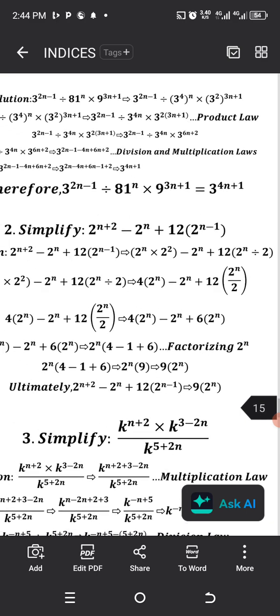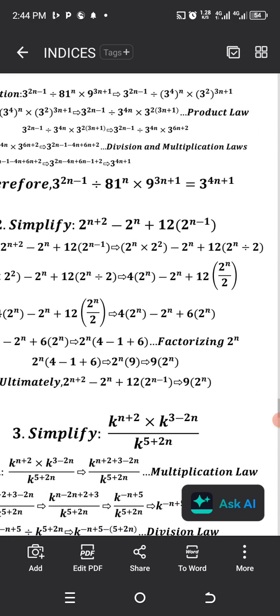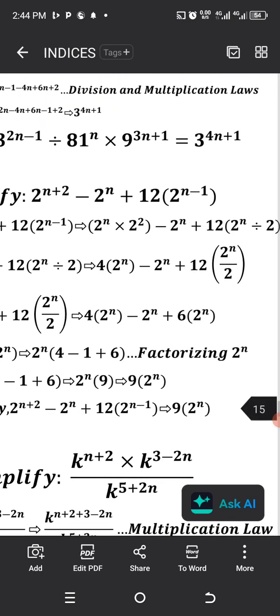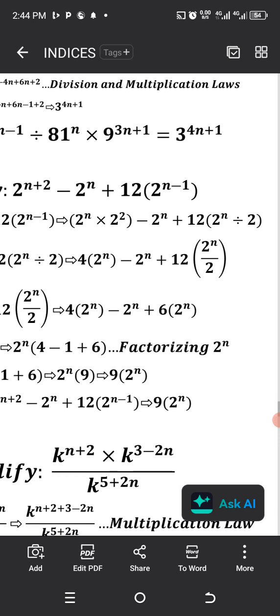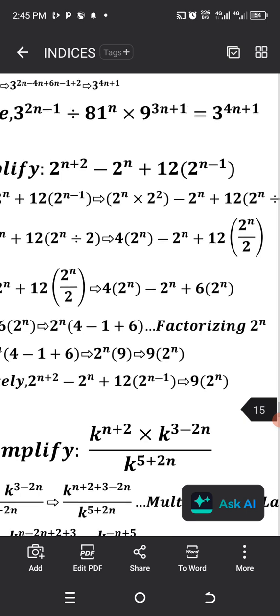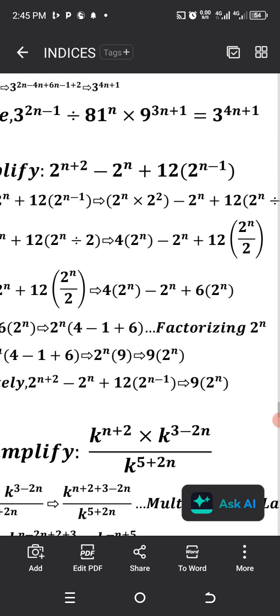It's also the same thing. In the next line, we see that 2 raised to power 2 is 4. That is why you are having 4 being multiplied by 2 raised to power n, minus 2n. There's no expression you can give to that. It's still the same thing. Now 2n divided by 2 is 2 raised to power n over 2. Plus, recall here is 12 outside, before the parentheses, and 12 divided by 2 will be 6. That is why you will say in the next line 4 inside the parentheses, 2 raised to power n, minus 2 raised to power n, plus 6 inside the parentheses, 2 raised to power n.